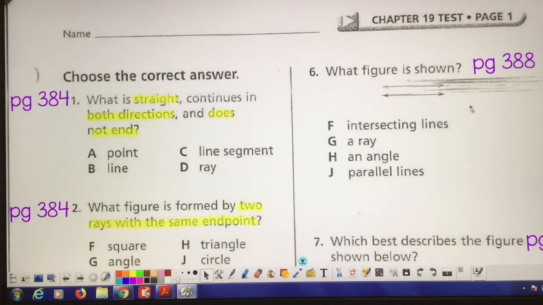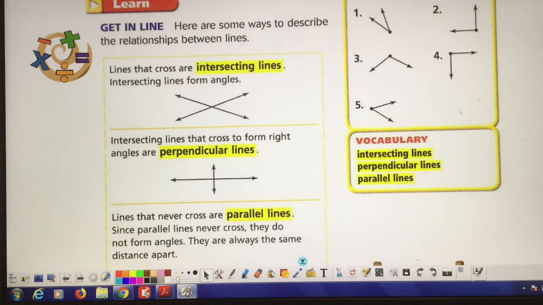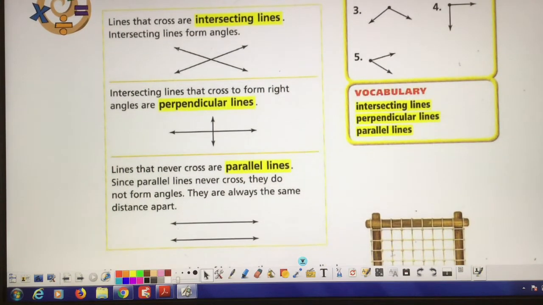Number 6. Ooh, I've seen this. It looks like it's got 2 lines that have arrows in both directions. So it's intersecting lines, a ray, an angle, or parallel lines. I'm going to take a look at page 388 because I think I've seen that figure before. So what is it? Intersecting, perpendicular, or parallel lines for number 6.